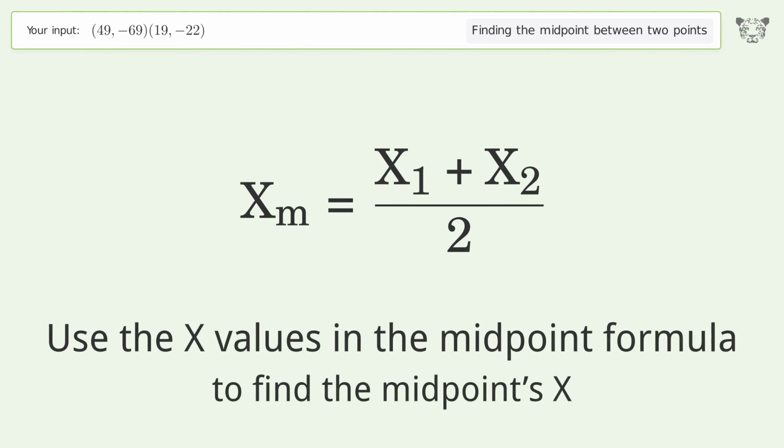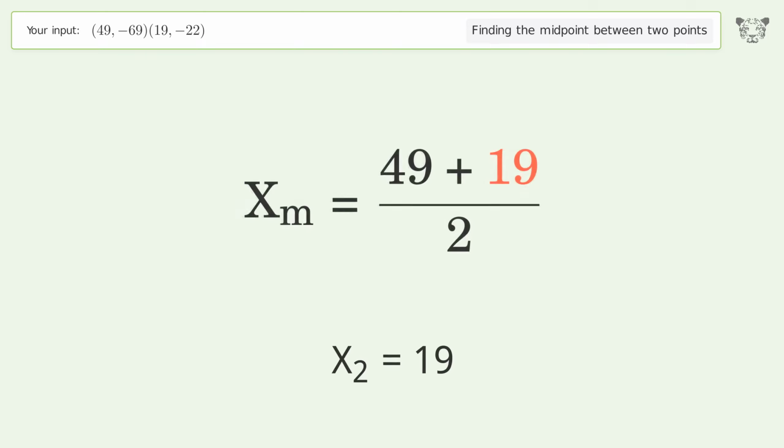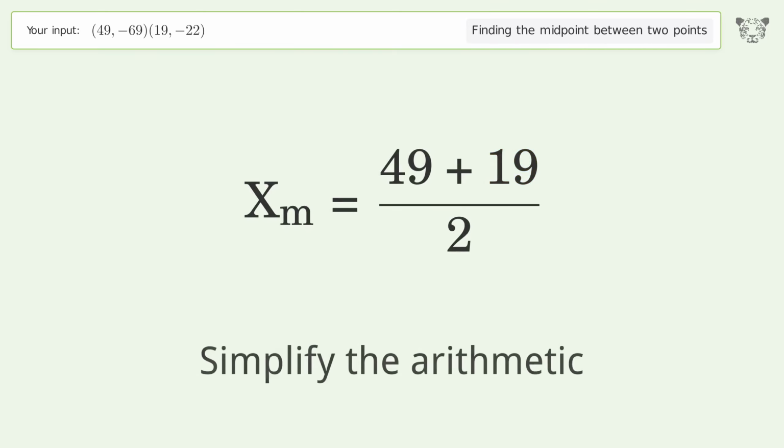Use the x values in the midpoint formula to find the midpoint's x. x1 equals 49. x2 equals 19. Simplify the arithmetic.